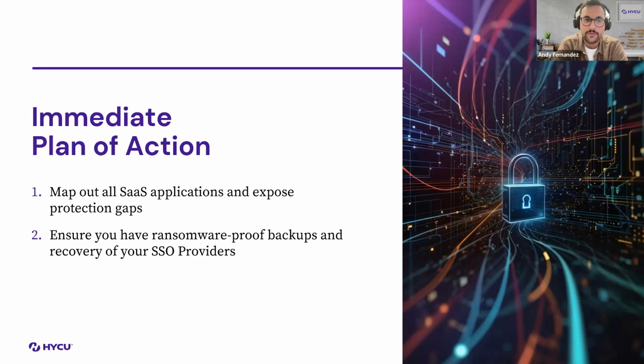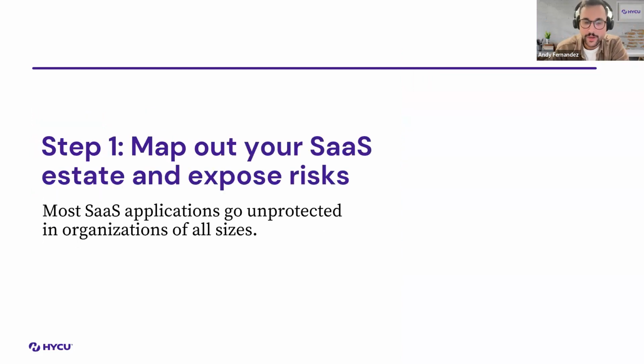Not only of all of the critical SaaS applications, but of your SSO provider as well, whether that's Okta, Entra ID, Azure Active Directory, however it's named today, Ping ID, Duo. You have to make sure you have copies of that you can restore from in case something does happen. So it's about making sure that the keys to the kingdom are protected, and then the rest of the SaaS estate is accounted for and protected as well.